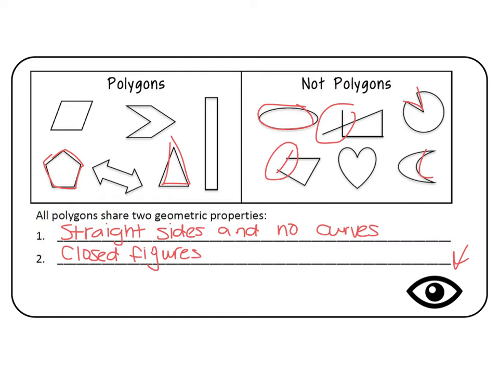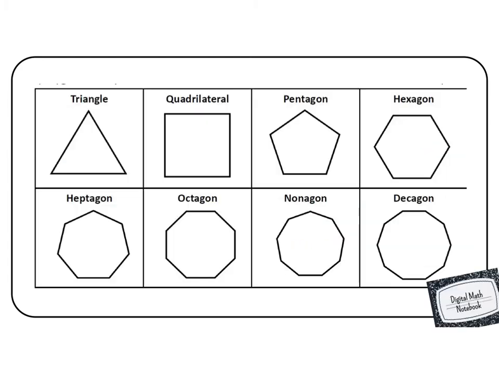Are you ready to keep going? Let's name some polygons together. In your digital math notebook, you have a page that looks like this. As I describe these polygons, we're going to talk about their angles and their vertices. Remember, vertices is how many corners or points that a shape has.